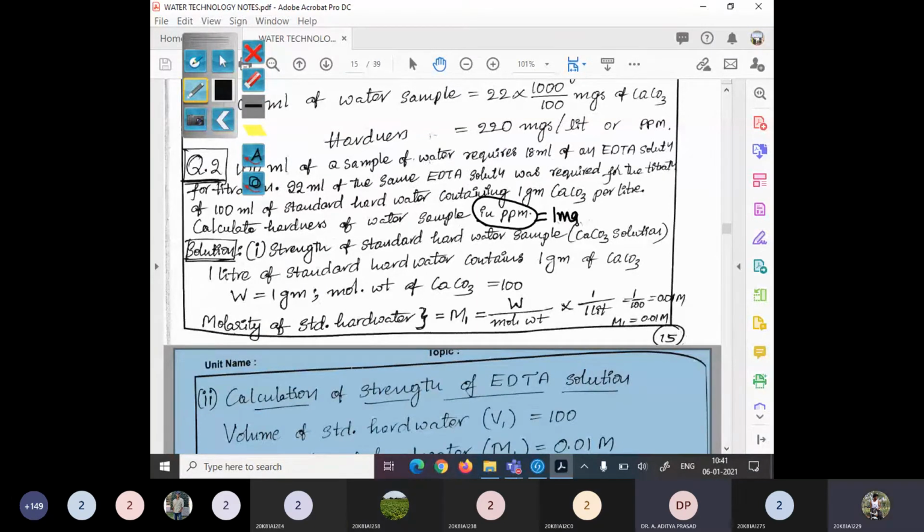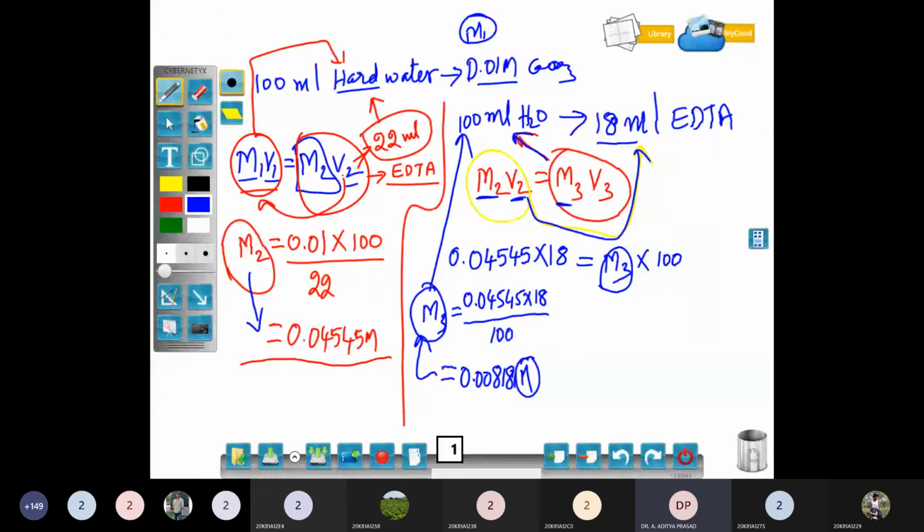ppm is equal to milligram per liter. We need to find out for 1 liter of water, right? So here in this problem, for how many ml have we found the hardness? For 100 ml of water, this much molarity of hardness will be there. We need to convert this 100 ml into 1000 ml.